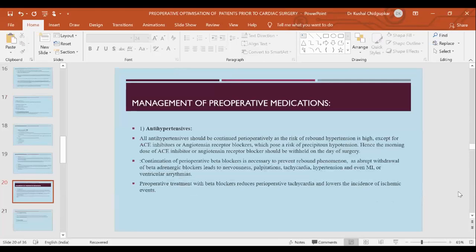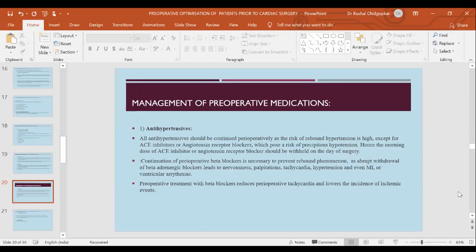Now, if the patient is coming for an elective procedure, the patient could be on some preoperative medications. One thing is antihypertensives. All antihypertensives should be continued perioperatively because the risk of rebound hypertension is high, except for ACE inhibitors or angiotensin receptor blockers, which pose a risk of precipitous hypotension. Hence, the morning dose of ACE inhibitor or angiotensin receptor blocker should be withheld on the day of surgery. Continuation of perioperative beta blockers is necessary to prevent rebound phenomena, as abrupt withdrawal of beta adrenergic blockers leads to nervousness, palpitations, tachycardia, hypertension, and even MI or ventricular arrhythmias.